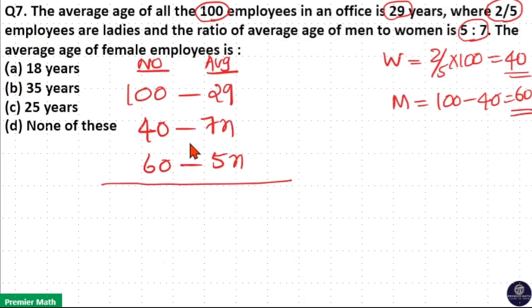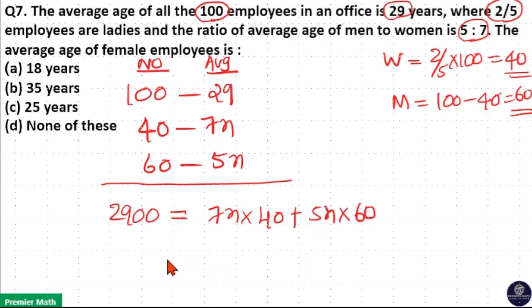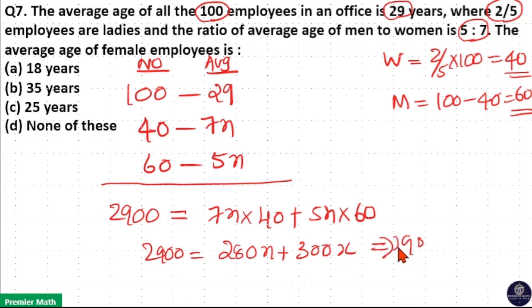Here even if you do it the normal way, that is 29 into 100 is total age, which is equal to total age of women plus total age of men. That is 7x into 40 plus 5x into 60. Now 2900 is equal to 7x into 40, 280x, plus 5x into 60, 300x, which is equal to 580x. So 2900 is equal to 580x.